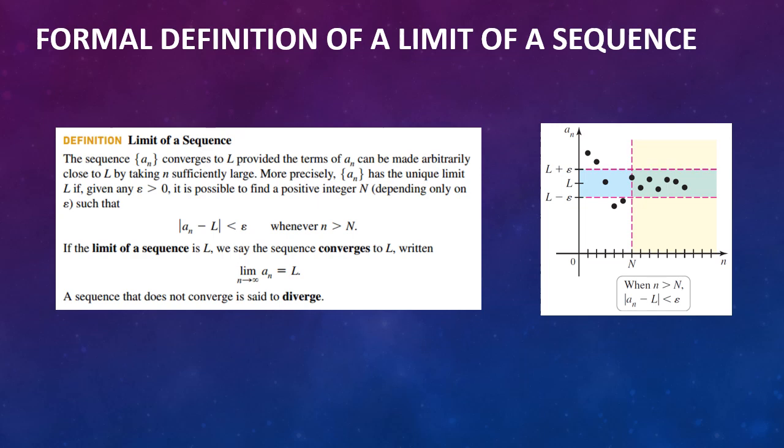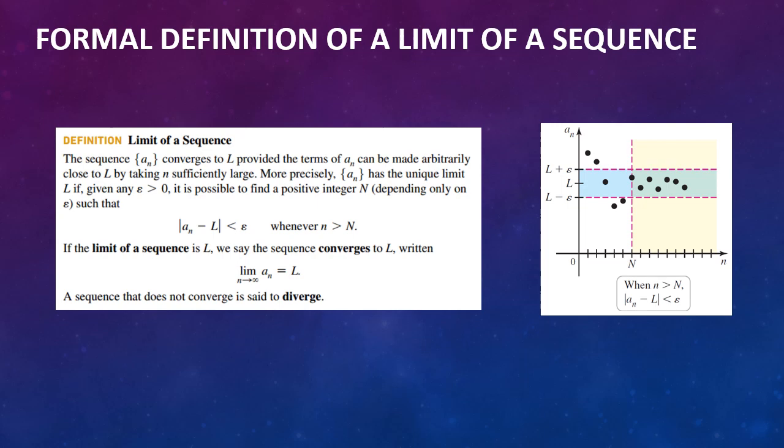If the limit of a sequence is L, we say the sequence converges to L, written the limit as n goes to infinity of a sub n equals L. A sequence that does not converge is said to diverge. The formal definition of a limit of a convergent sequence is interpreted in much the same way as the limit at infinity of a function.